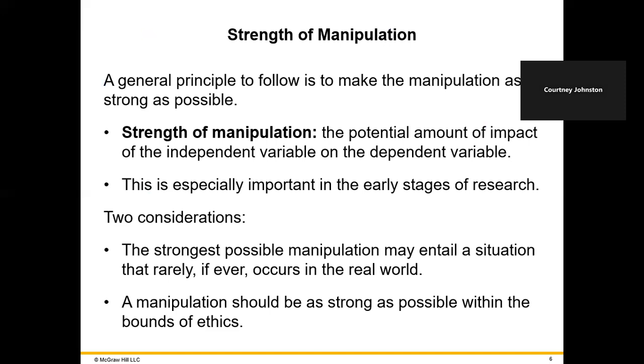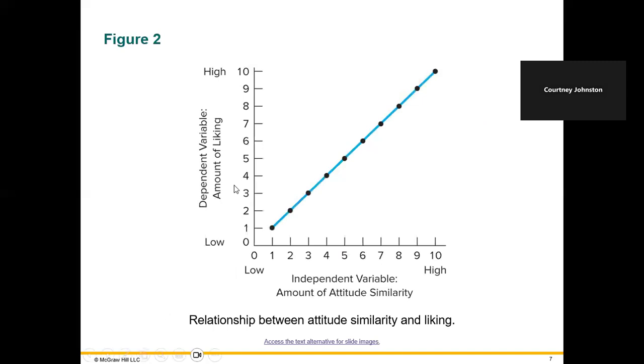So it may include something that is much more extreme or powerful or emotionally vivid than what you might actually feel or experience. And the manipulation should be as strong as possible, again, within the bounds of ethics. Okay, so again, the dependent variable, how much somebody likes something, the independent variable, how similar attitudes are. And you can see here there's a positive linear relationship. As attitude similarity increases, so does the amount of liking.